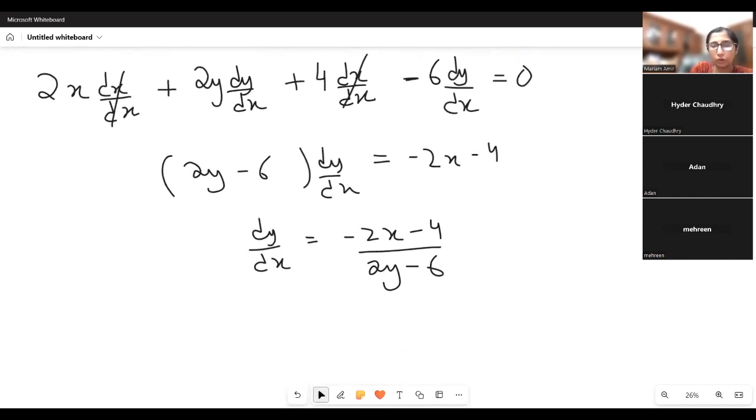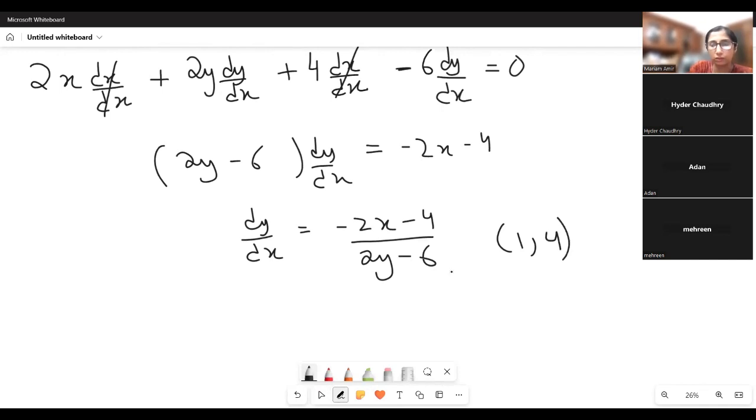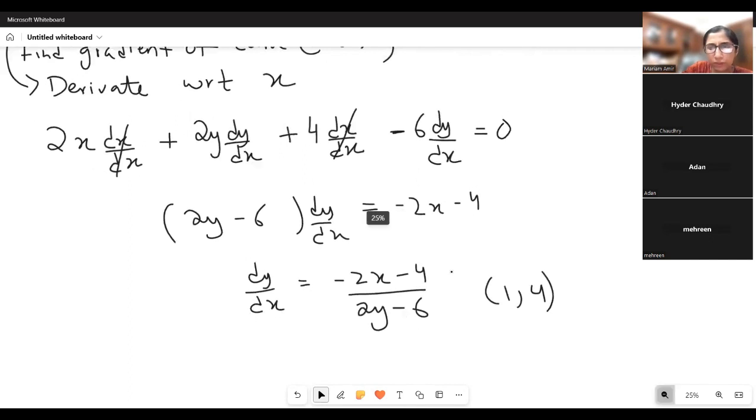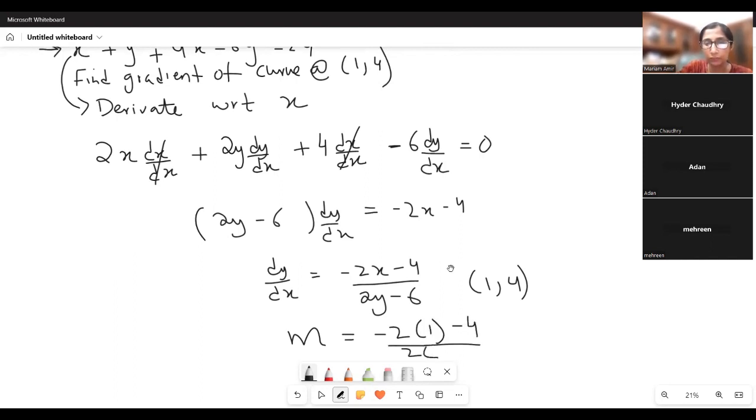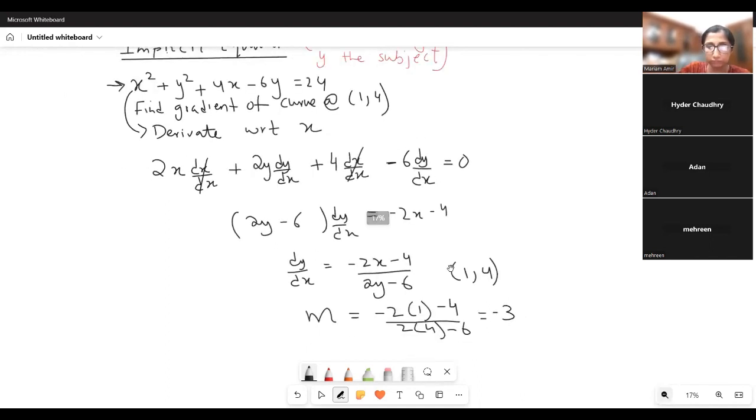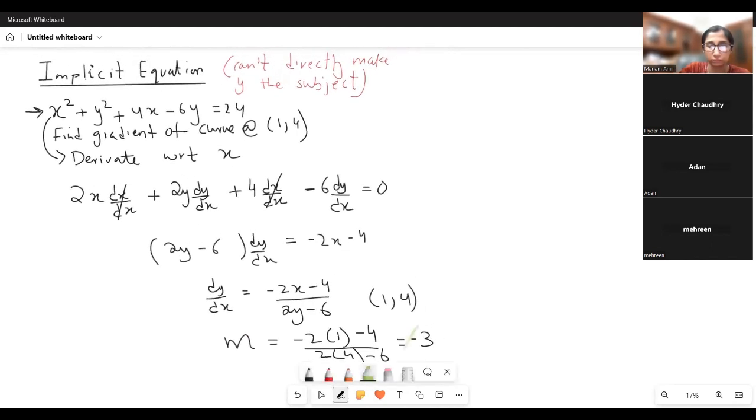And we have to find the gradient at (1, 4). What happened to the 24? It became 0, right? When you differentiate a constant, it becomes zero. Okay, substitute (1, 4) into dy over dx. That would give you the gradient. So minus 2 times 1 minus 4 upon 2 times 4 minus 6. What I got is minus 3.